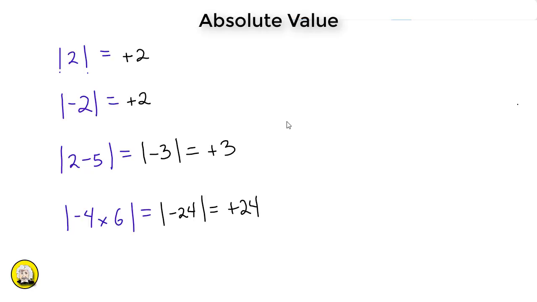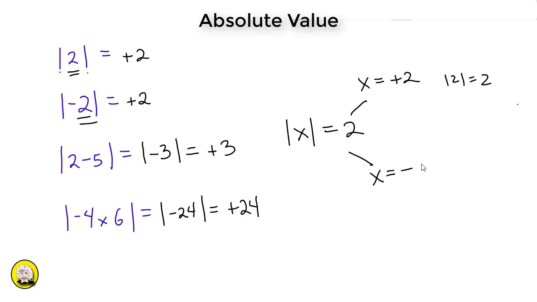So let's suppose we had the following equation. The absolute value of x equals 2. What would the solution be? Well, we actually just saw that already. It could be +2 or -2. So essentially, x could equal +2 because the absolute value of 2 is 2. Likewise, x could equal -2 because we also know the absolute value of -2, as we just saw, evaluates to 2 as well.